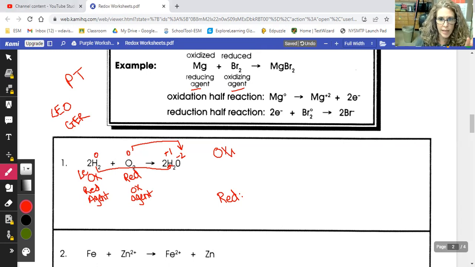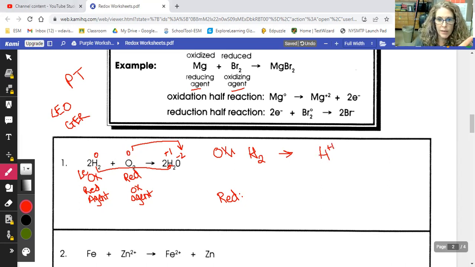All right, so to do our half reactions, what I like to do is I like to take the element and write down where does that element start. Hydrogen starts, and remember, this is a diatomic, so we have to keep that subscript, only with the diatomics. And then I'm going to draw an arrow. So hydrogen goes from H2, and it's going to go to a +1.